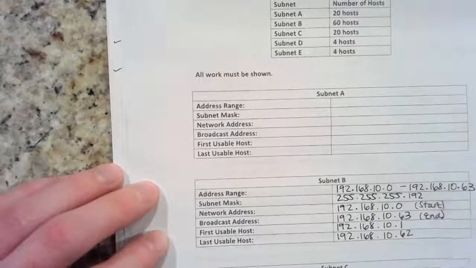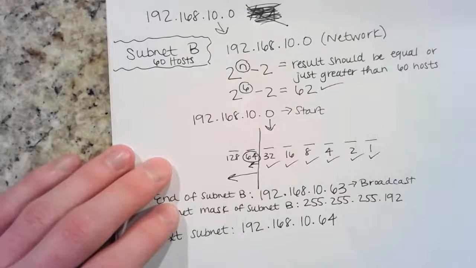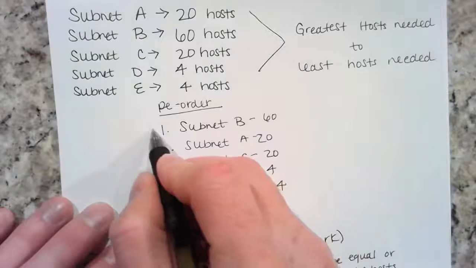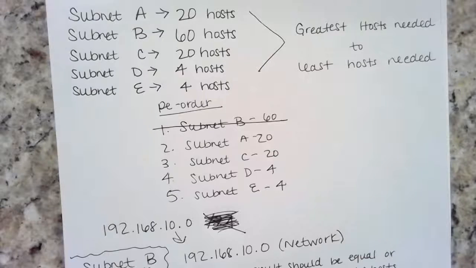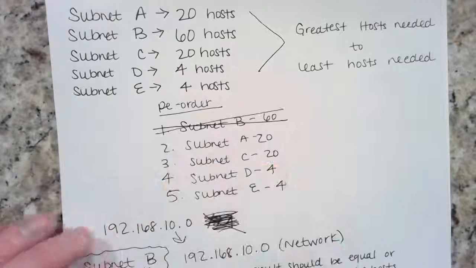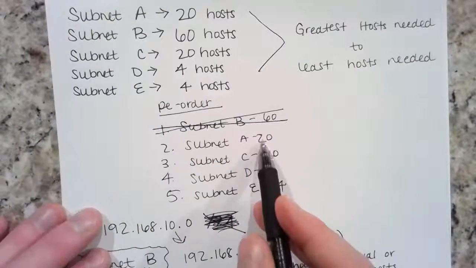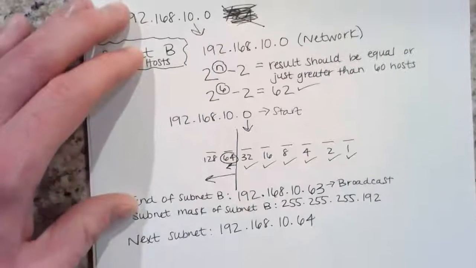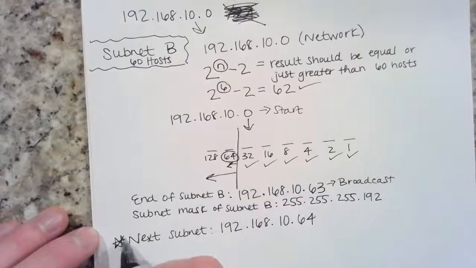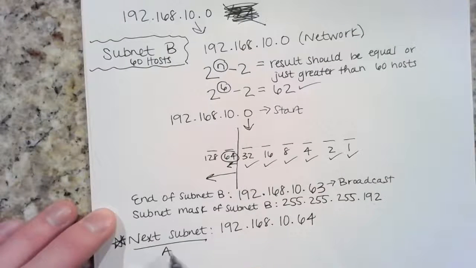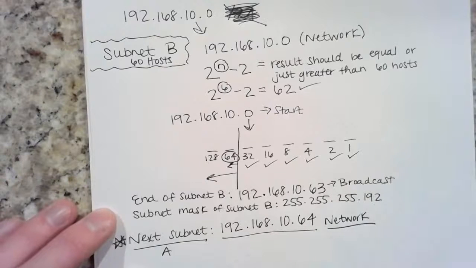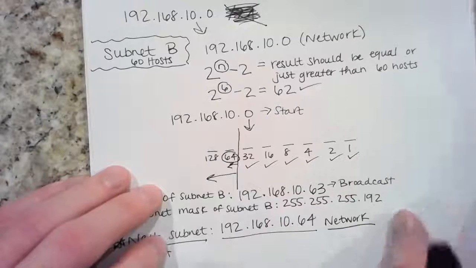Now, based off of our information we had here, okay, we're good with this one. We got that one out of the way, okay? Now we need to go to subnet A. So that's where we're going to focus on next. It needs 20 hosts. Now, based off of what I did down here, remember the start of my next subnet, that's going to be subnet A. So I need to start with that address as my network address. Okay. So let's go over and do that one.